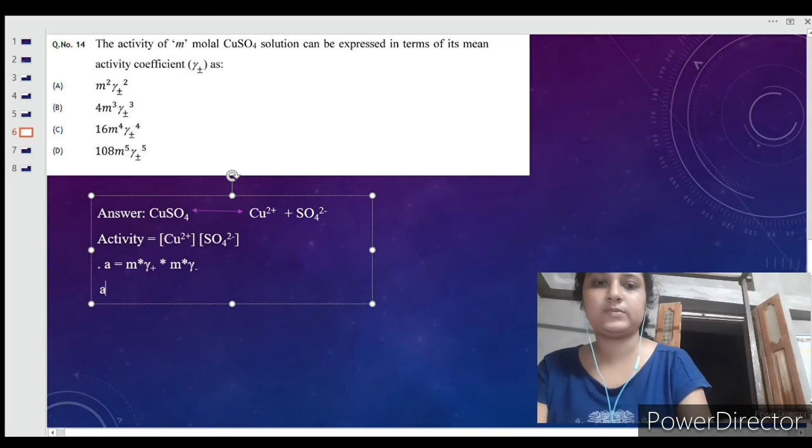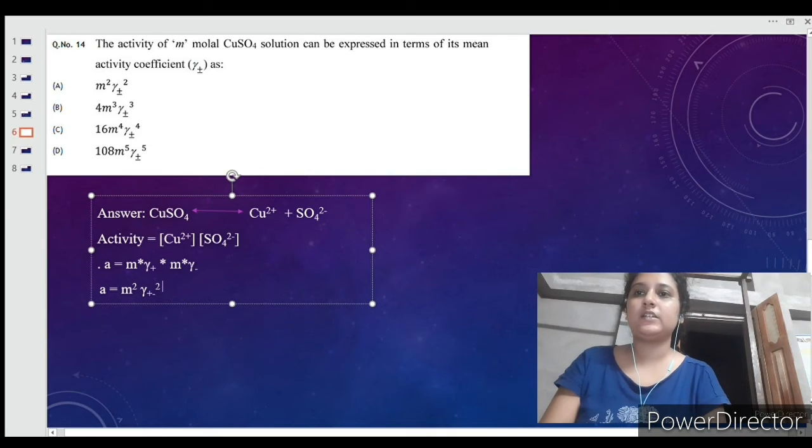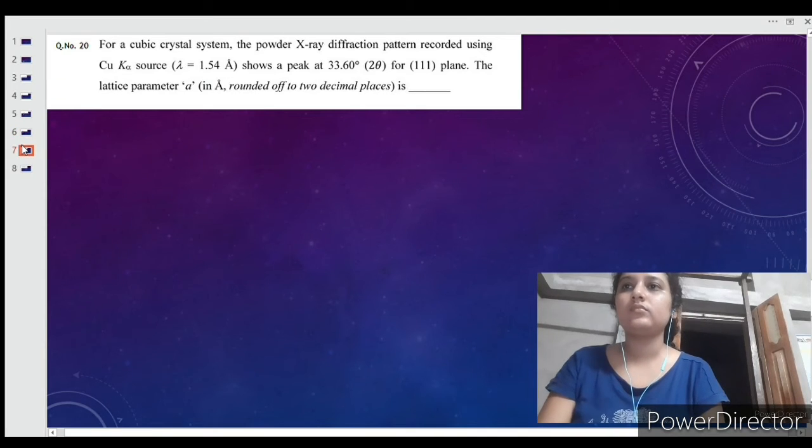Now A can be expressed in terms of m square gamma plus minus square, as this is the final answer, that is A is equal to m square gamma plus minus square. That is the answer will be A.